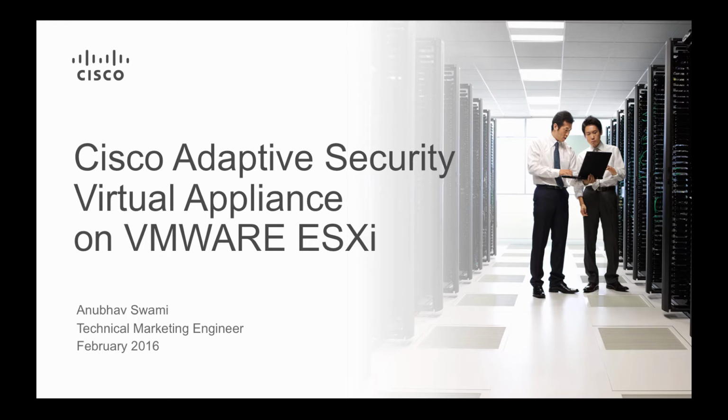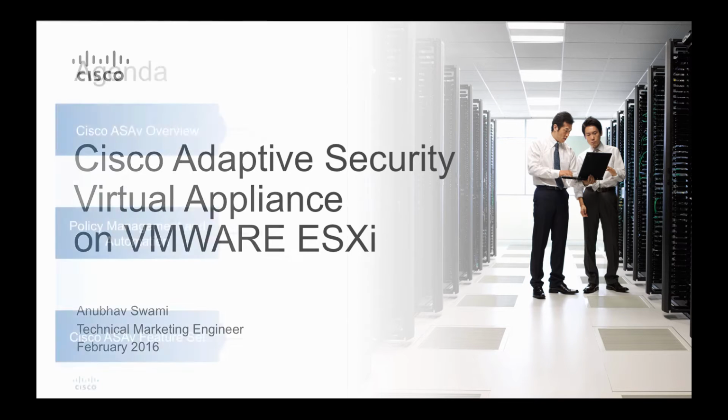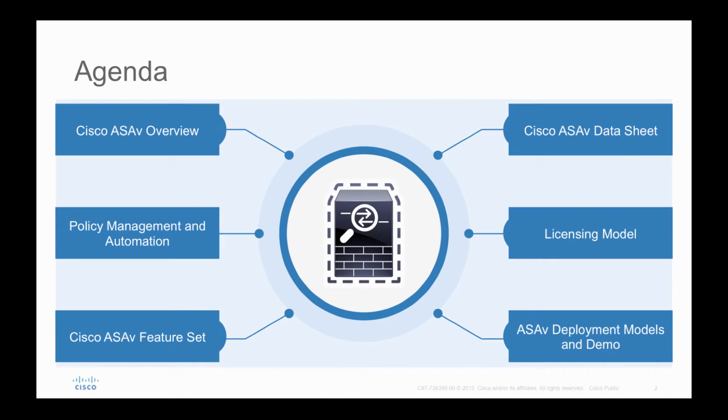This is a short video on Cisco Adaptive Security Virtual Appliance installation on VMware ESXi. Before I move ahead into this presentation, let me share the agenda with you. I'll start this video with ASA overview and then I'll talk about policy management and automation. I will also cover the ASAv feature set. And at the end of the video, I would be sharing ASAv datasheet numbers, licensing model, and then I will also deploy ASAv on VMware ESXi.